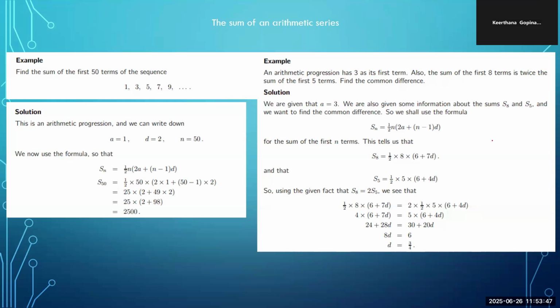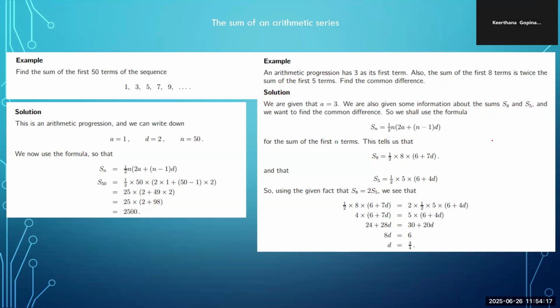How did the 6 and 7 come in this 6 plus 7d? Okay, it is this formula. Just see the formula above. Half n into 2a plus n minus 1 into d. This is the formula for the sum.